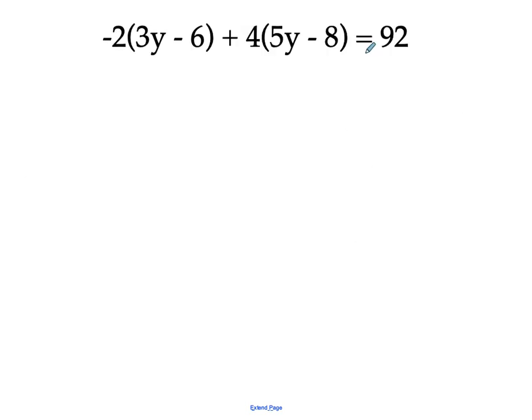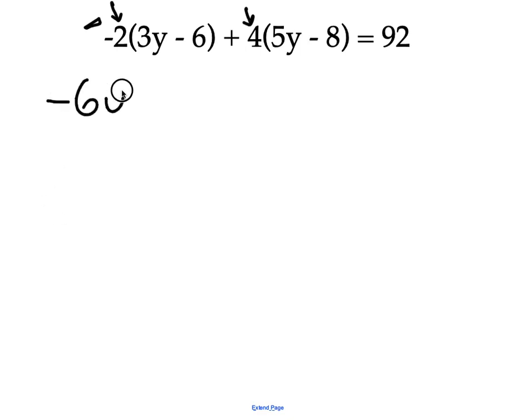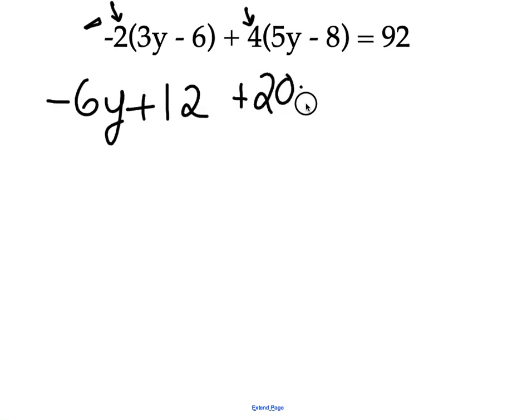If I wanted to divide by 2, that would knock out this 2. If I wanted to divide by 4, it would knock out that 4, but I wouldn't be able to get both of them simultaneously. In this situation, it's actually a lot easier if we just distribute and solve as normal.